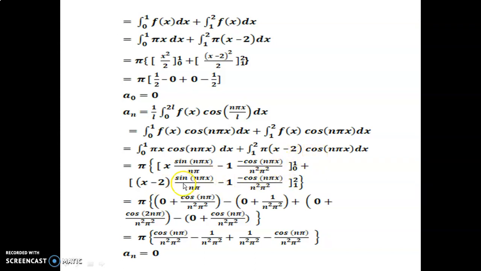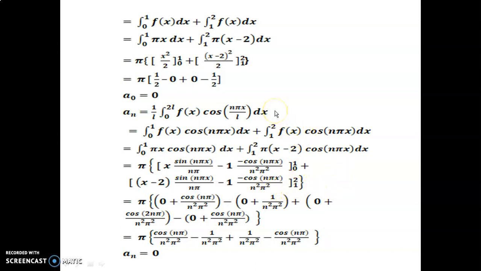The integration of cos is sin n pi x upon n pi, minus 1 since the derivative of x is 1 and the derivative of minus 2 is 0. And the integration of sin is minus cos n pi x upon n square pi square. Limits of integration 1 to 2.